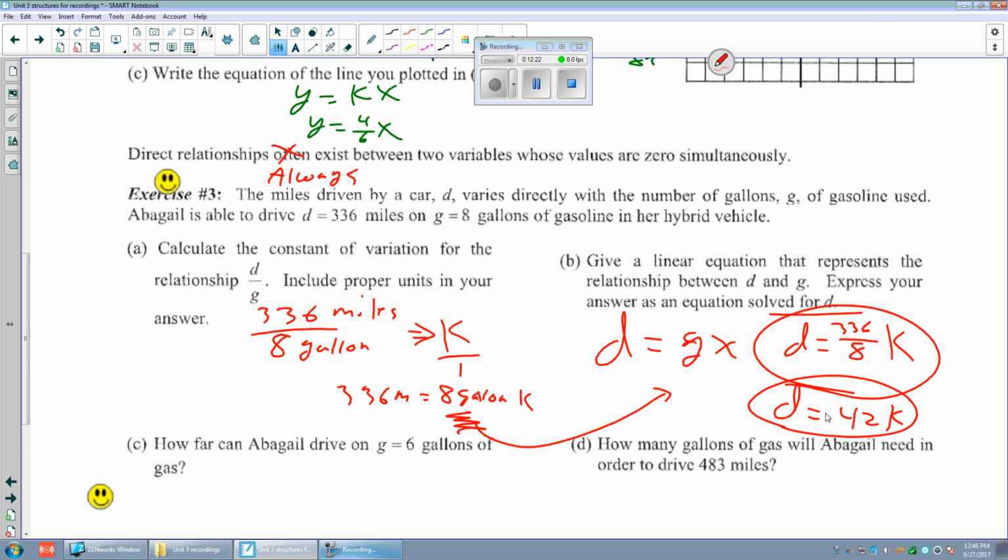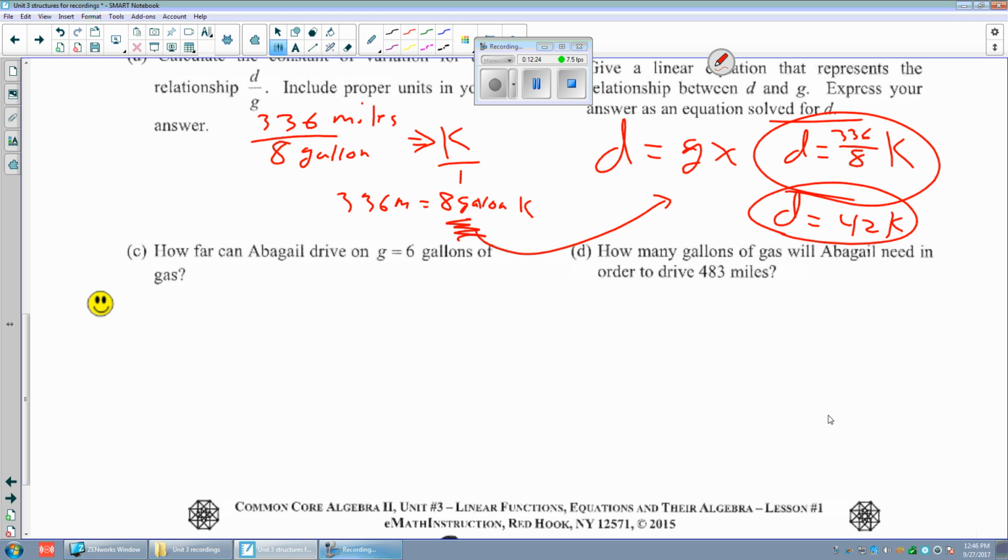How far can Abby drive on 6 gallons of gasoline? I wonder. Distance equals 42. Mr. Bryce. That's X. That's X. Okay, now let's change the X. Let's change the X to D equals 42 G. That's why I had to think. Right here. There we go. 252. 252 what? Miles.